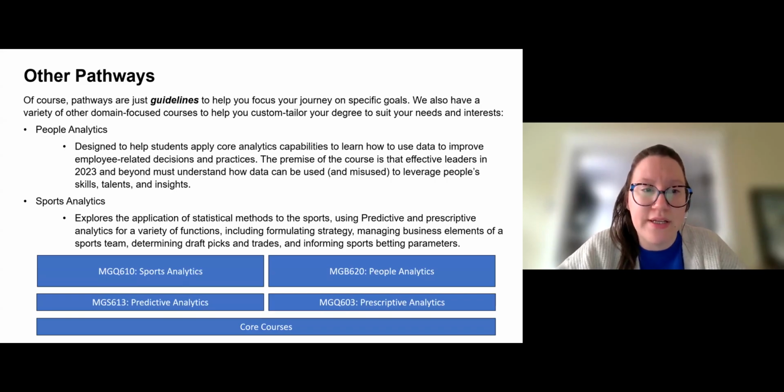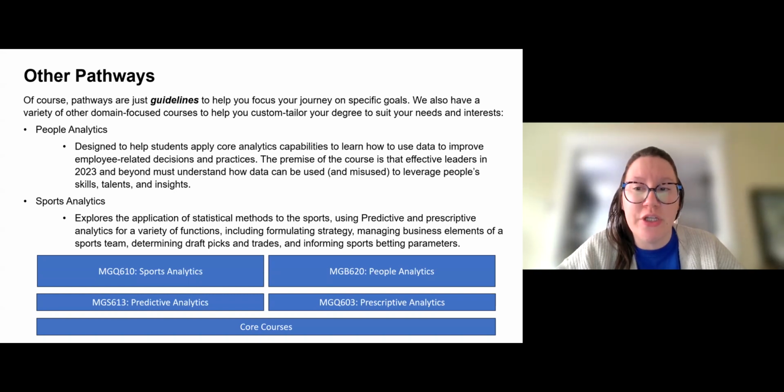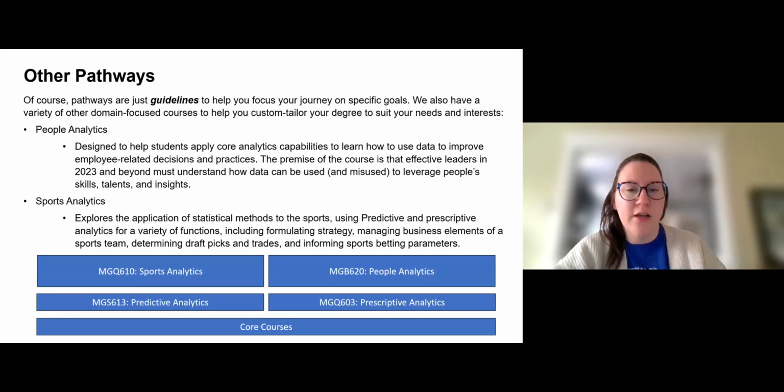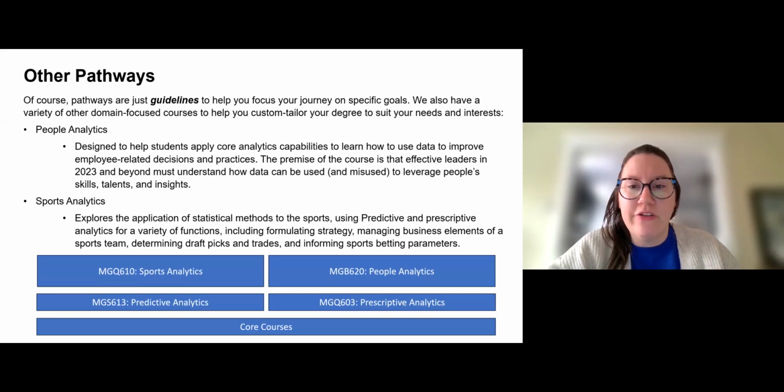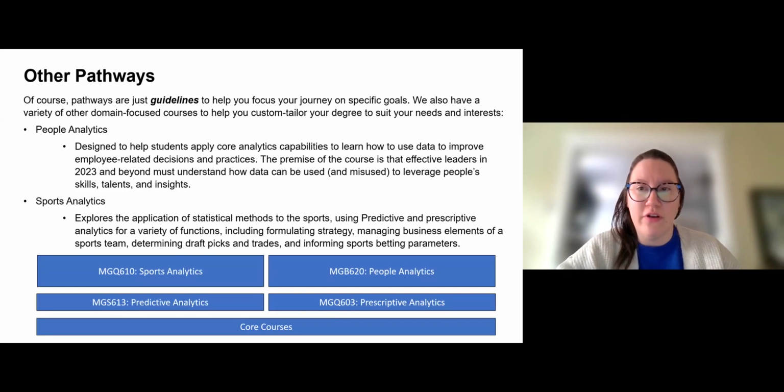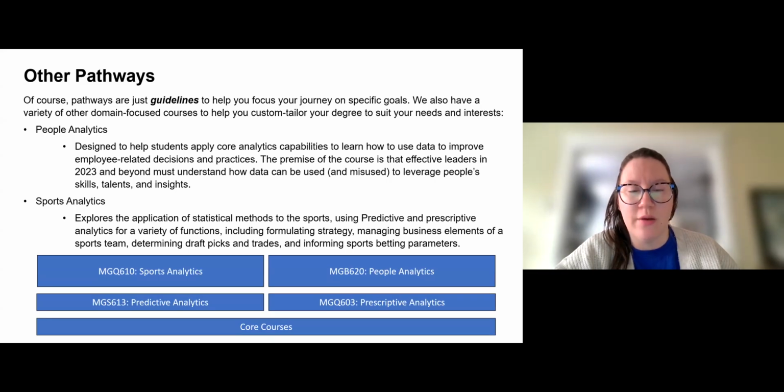And then sports analytics. This explores the application of statistical methods to sports using predictive and prescriptive analytics for a variety of functions, including formulating strategy, managing business elements of a sports team, determining draft picks and trades, and informing sports betting parameters. I will say our sports analytics class is co-taught by somebody within the Bills organization, which is our national football team, which is pretty cool.